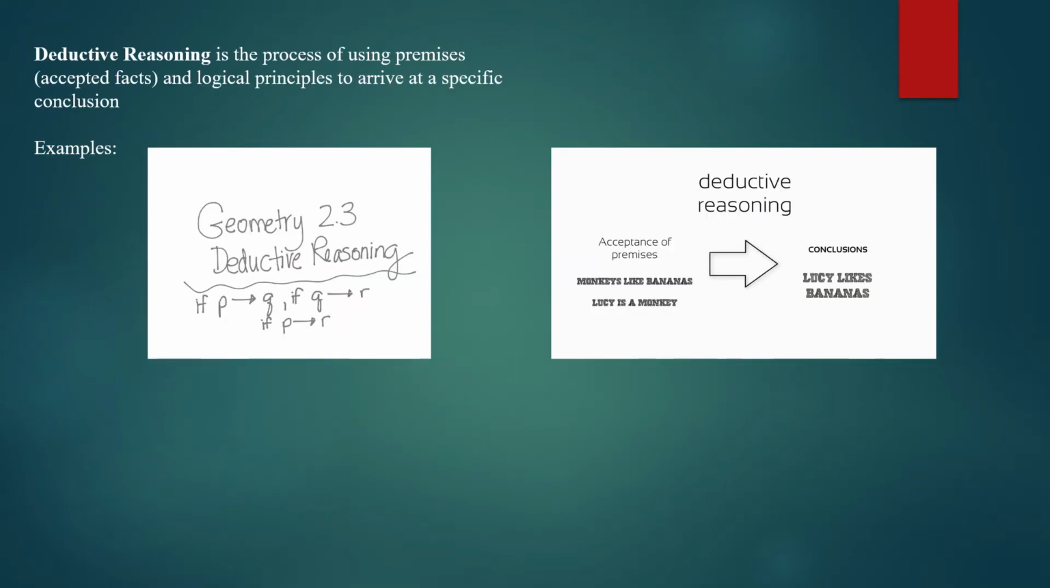Deductive reasoning is the process of using premises, accepted facts, and logical principles to arrive at a specific conclusion. Examples below are from geometry 2.3: if P is Q, and Q is R, then P is R. Something like that. Deductive reasoning involves acceptance of premises.